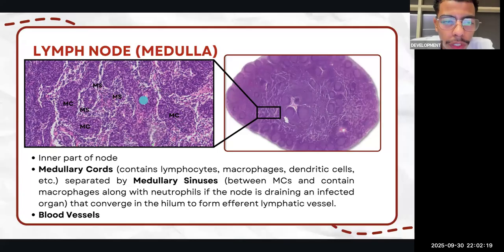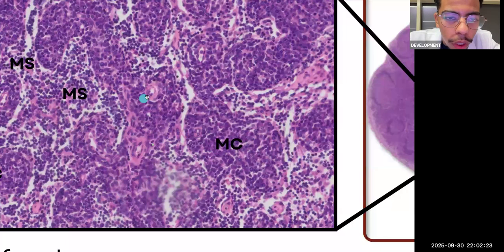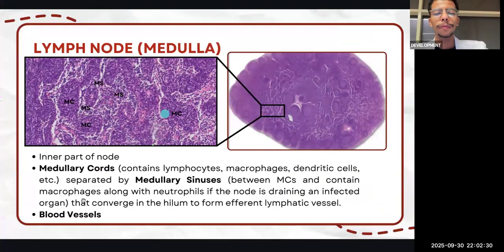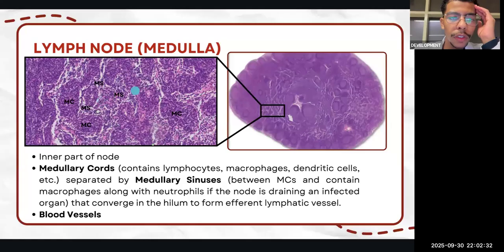And we also have blood vessels. Can you guys see this? We said if you ever see a tube with a hollow space in the middle, that is what? A blood vessel. Okay. So these medullary sinuses, they all come together and they form one lymphatic vessel. Okay.